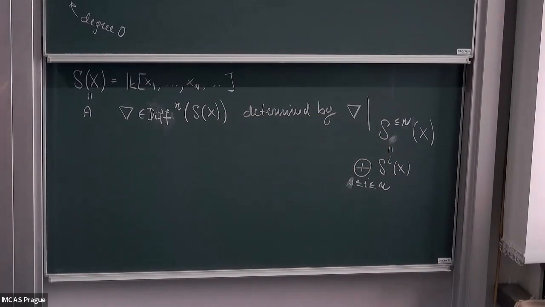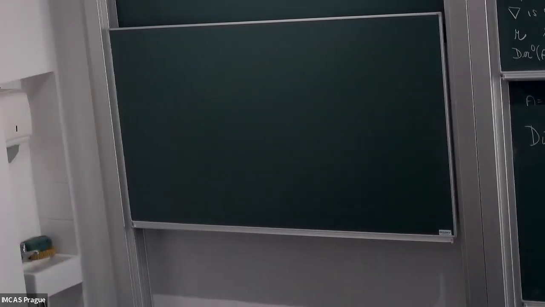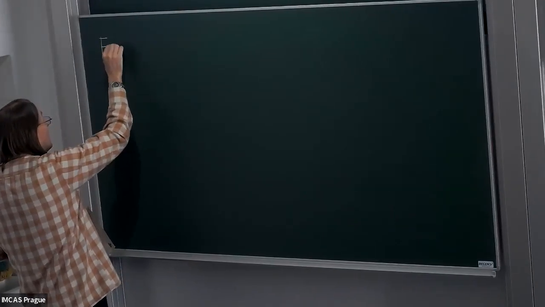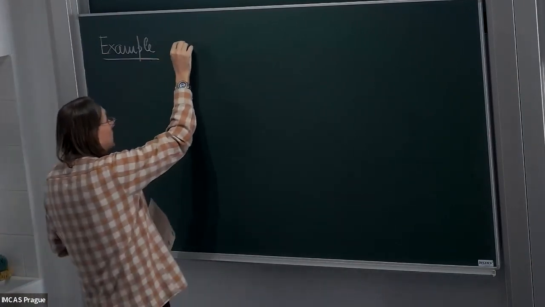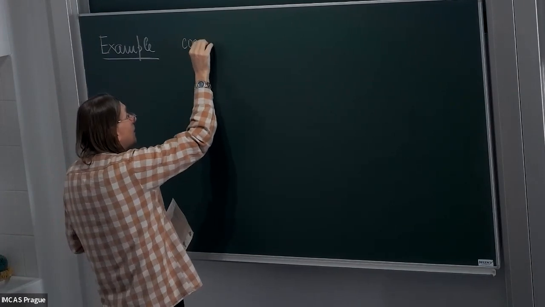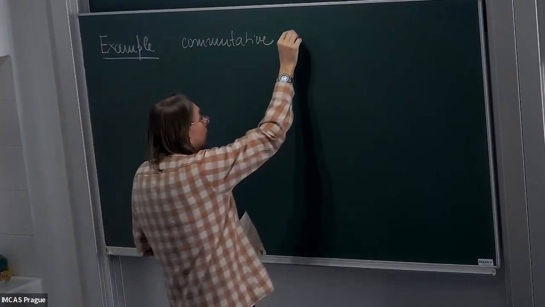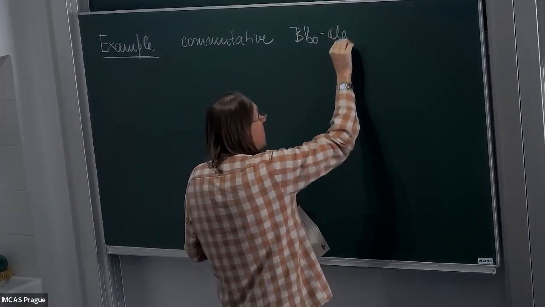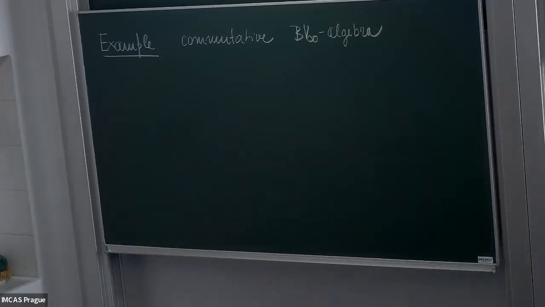So can we move to this board, Igor? So let me give you one example. Something which is called commutative Batalin-Vilkovisky infinity algebra, something which mathematical physicists enjoy.